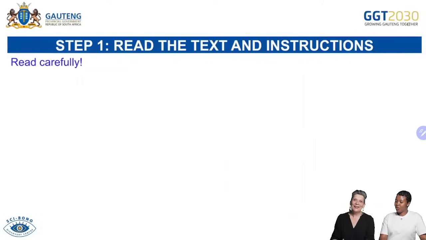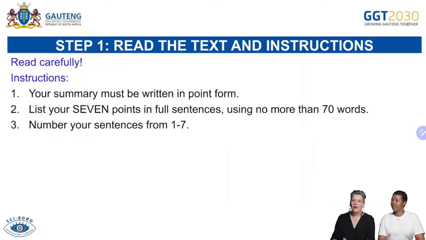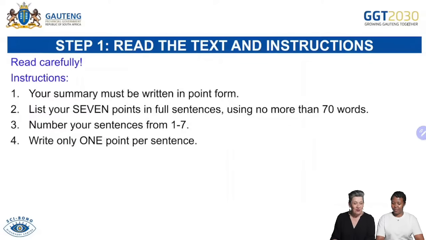Now, we move to reading the text and instructions. So now what we're going to do is go into detail exactly what you need to do. Now remember, the instructions always stay the same. That you can be sure of. The only thing that's going to change, as Mandisa has said, is the question, the scenario. Now remember, they want it in point form. In home language, you will write it in paragraph form. But in this case, we need point form. Almost like a shopping list. Number your answers from 1 to 7 and no more than 70 words.